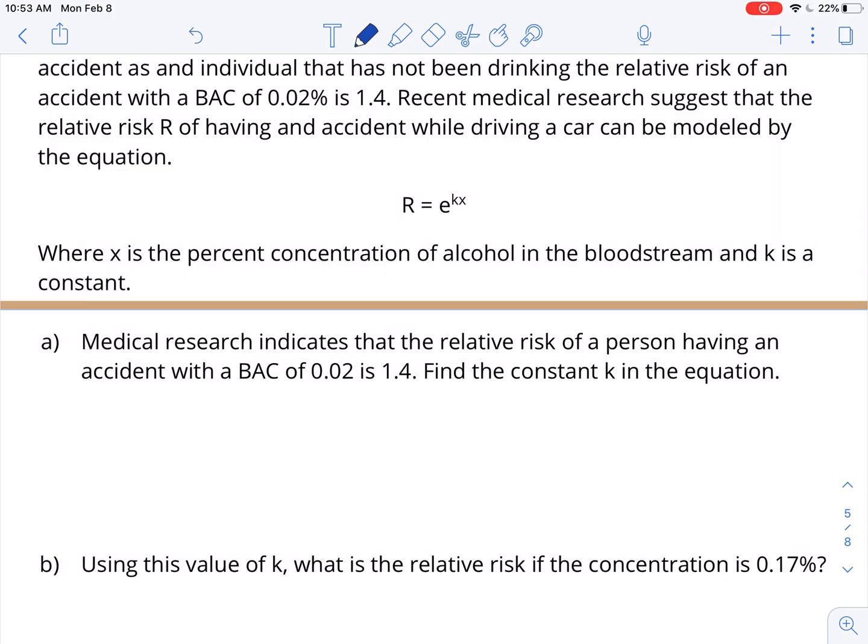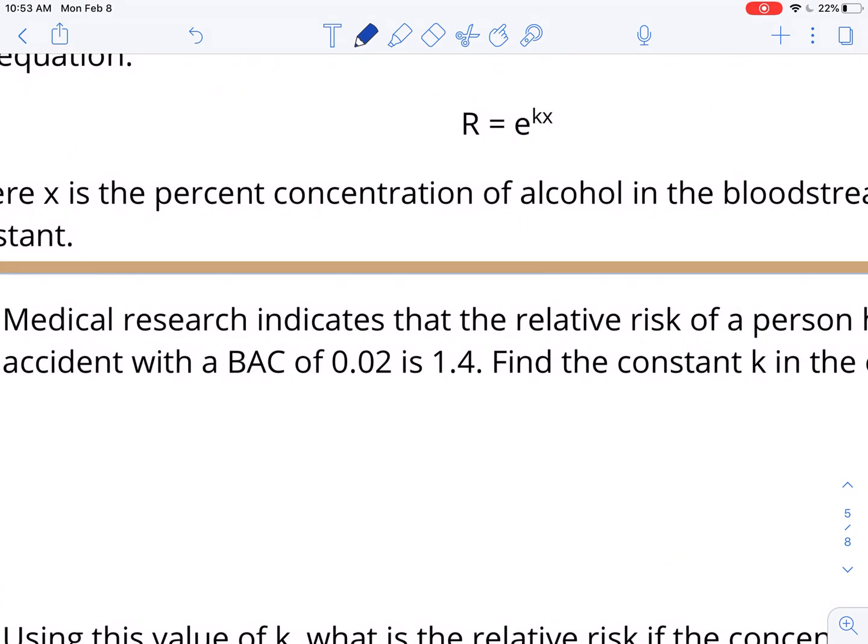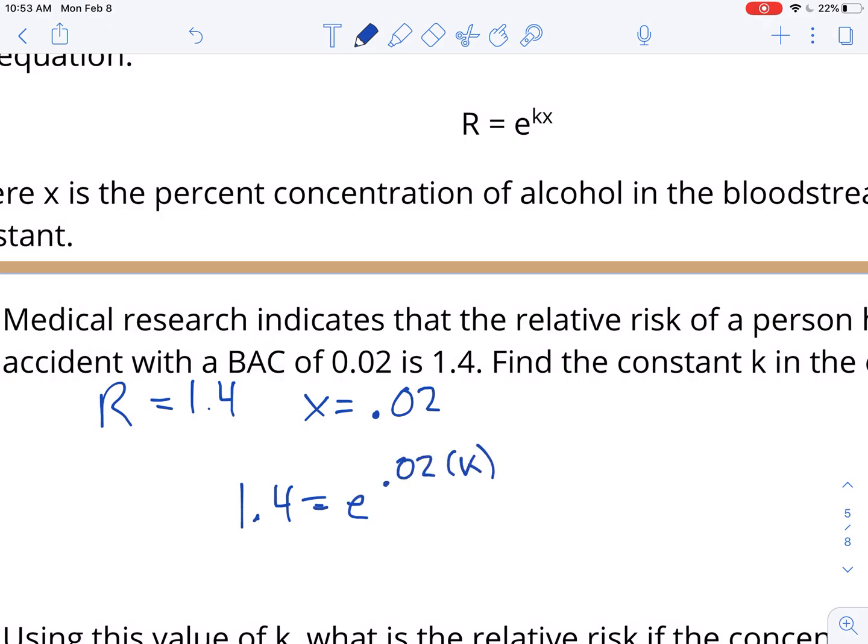Part A. Medical research indicates that the relative risk of a person having an accident with a blood alcohol content of 0.02 is 1.4. Find the constant k in the equation. So I'm going to set this up as the equation. We've learned that R is the relative risk, and we know that our relative risk is 1.4. We know that x is equal to the blood alcohol content, and the blood alcohol content is 0.02. So I'm going to say that 1.4 is equal to e to the 0.02 times k.